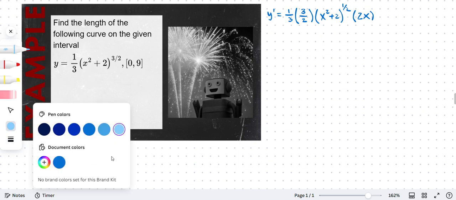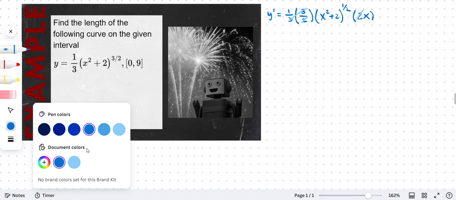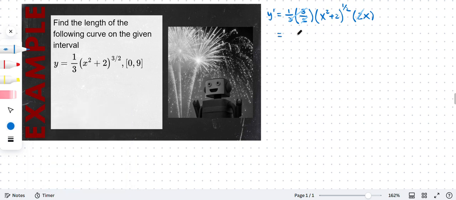So the first thing we're going to do is try to simplify some stuff here. So we have a 3 and a 1/3, so those things can cancel. We have this 1/2 here and this 2, so that can cancel. So our derivative can be simplified into x times the square root. I'm going to put this back into square root here, and you'll see why in a second. So there's our y prime.